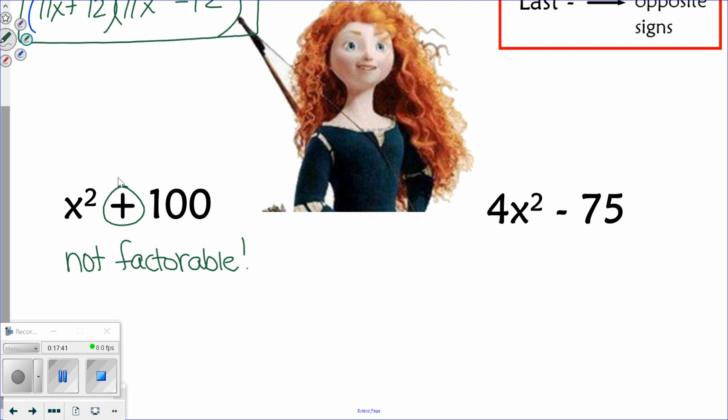All right, what about the next one? I got the minus sign on that one. What do you mean? 4 is a perfect square. Good. It's got the minus, which I'm happy about. 4x squared, that one's perfect, but 75 is not. This is not factorable.